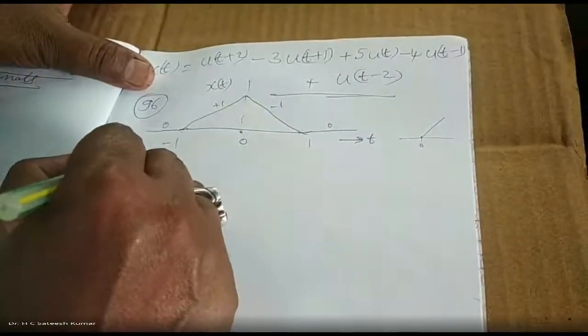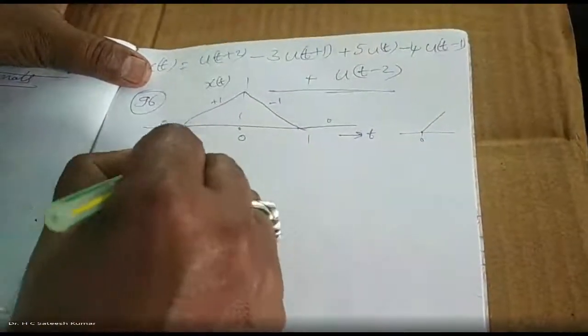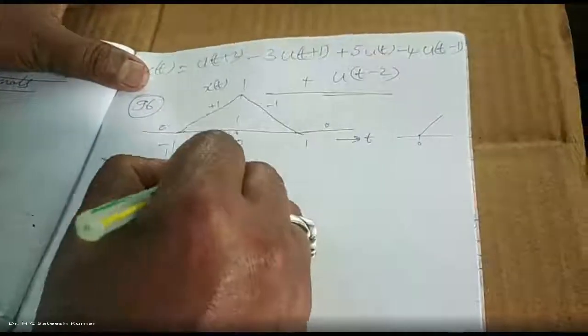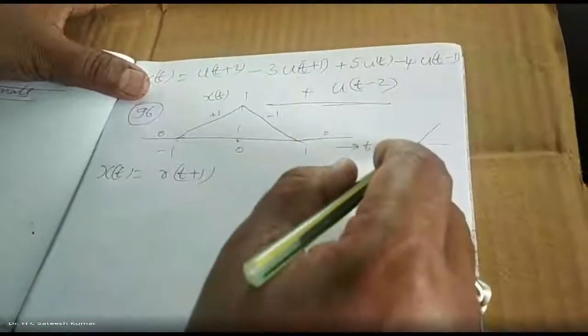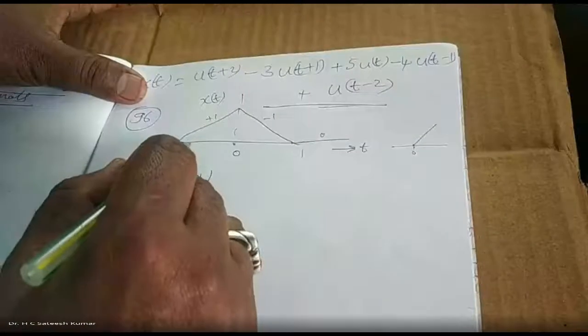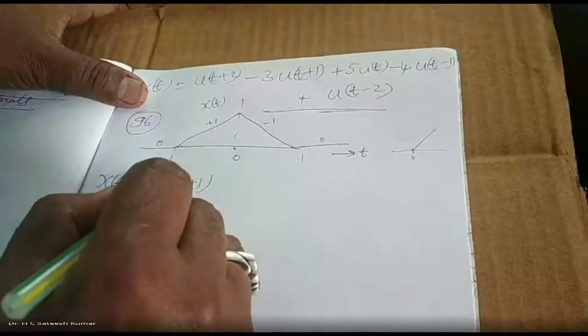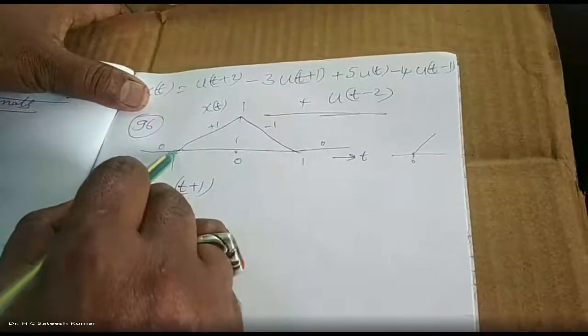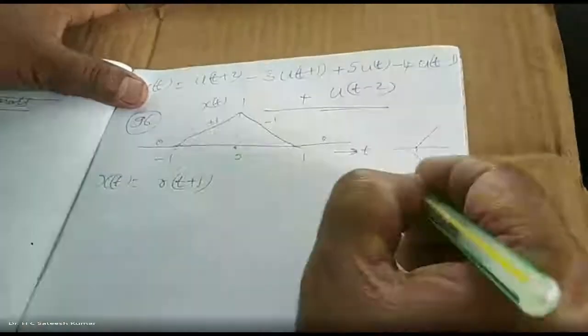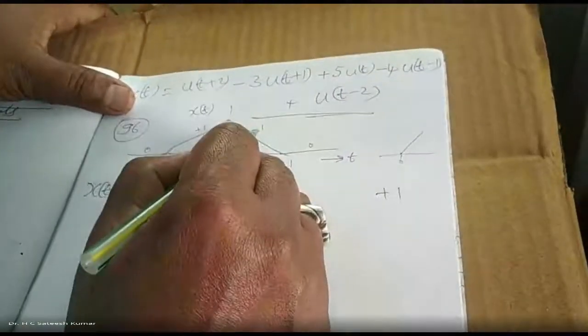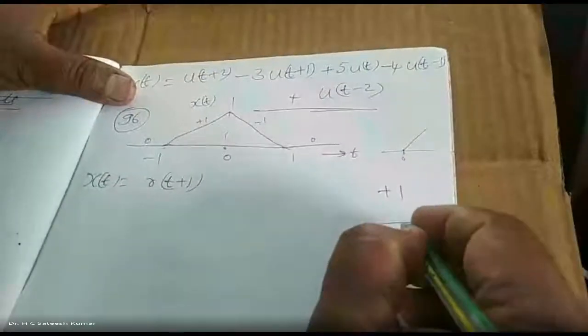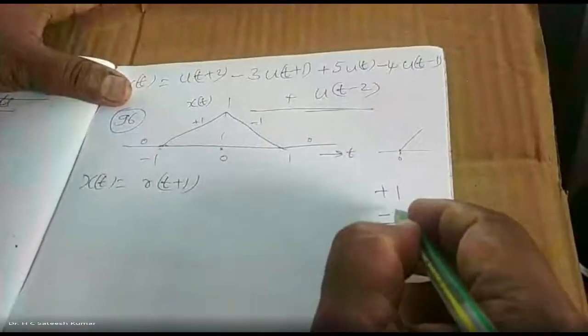Therefore, x of t is equal to r of t plus 1. Ramp signal r of t is starting from 0. Shifted left means t plus 1. Then it will start from minus 1. Now it is going with a slope of plus 1. But I want a slope of minus 1. What should you do? If you want a slope of minus 1, add a what? How much should you add? Minus 2.